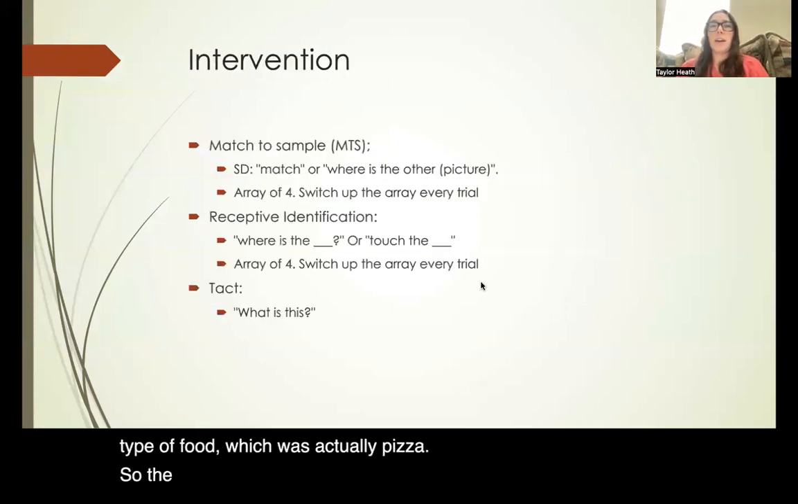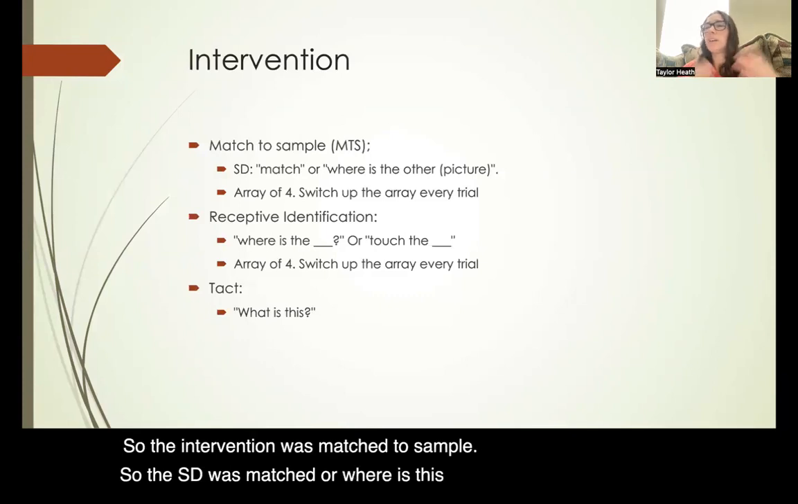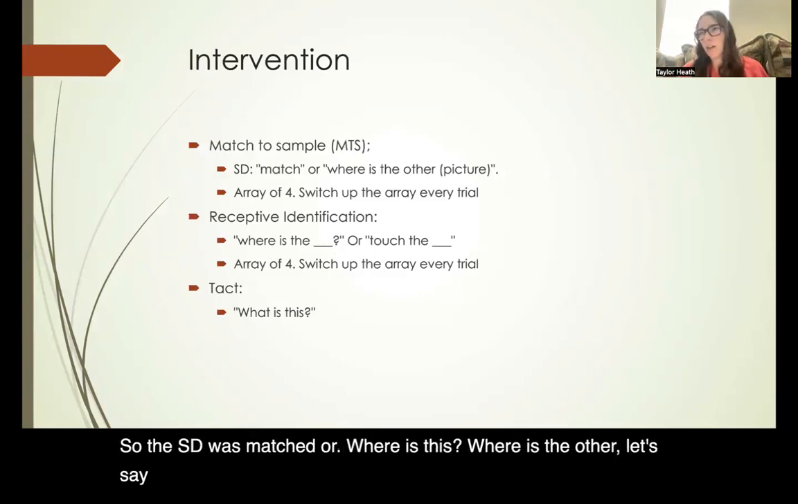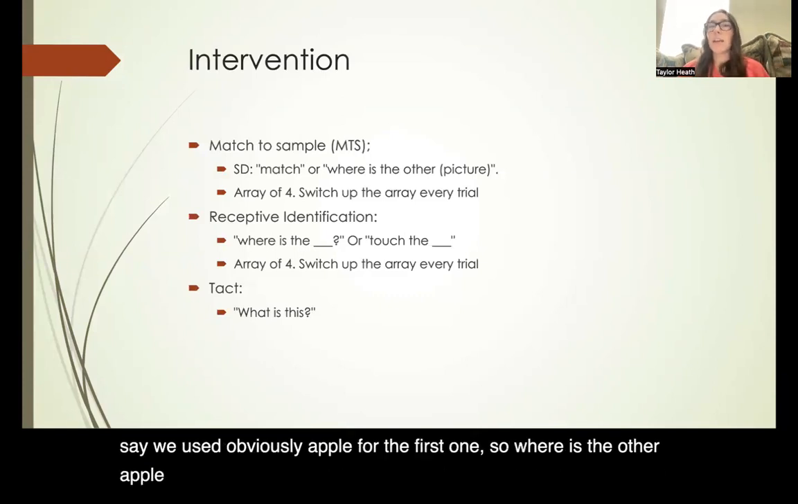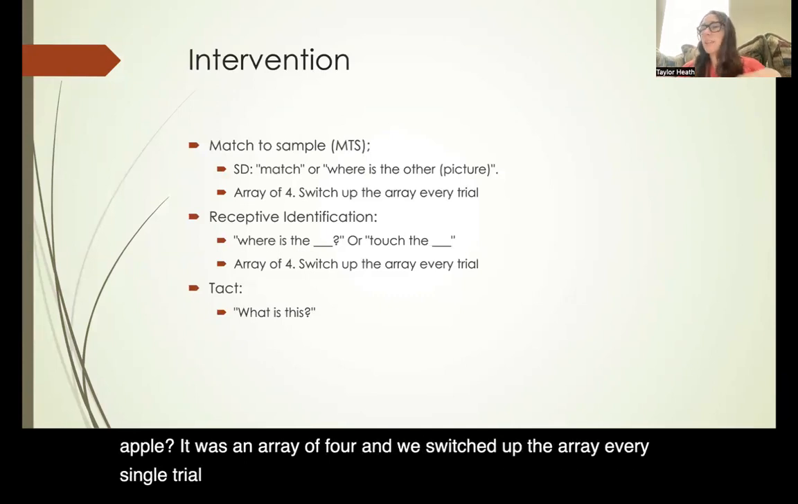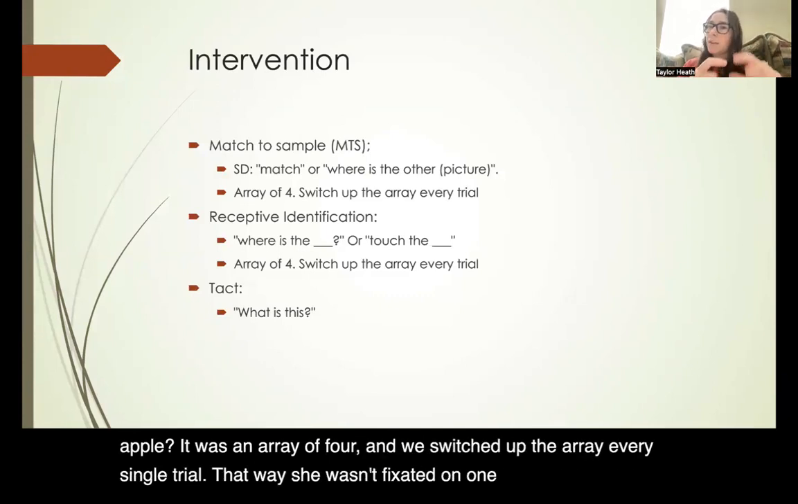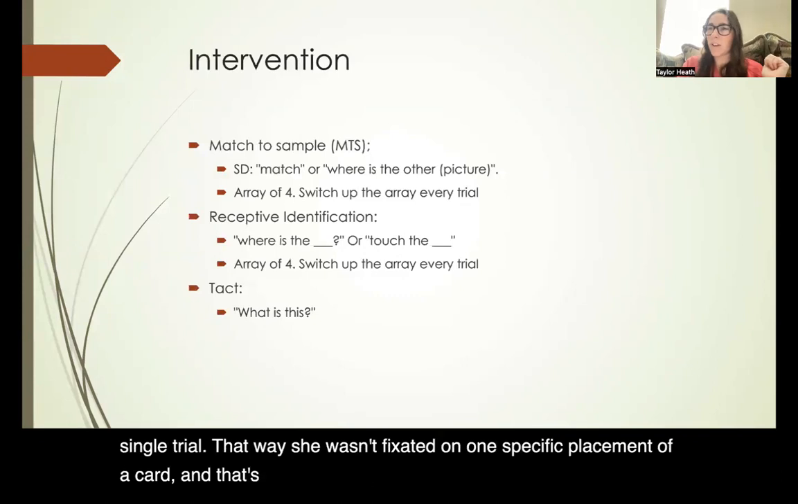So the intervention was match to sample. So the SD was "match," or "where is the other?" Let's say we used apple for the first one. So, "where's the other apple?" It was an array of 4, and we switched up the array every single trial. That way she wasn't fixated on one specific placement of a card, and that's just where she would go to.